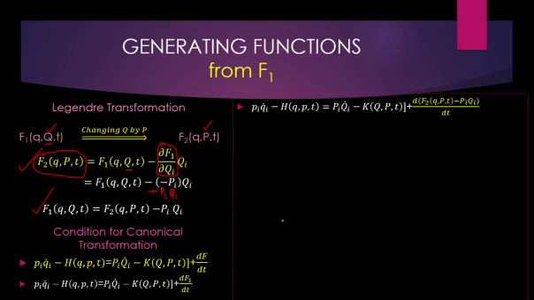So taking the equation as such, instead of f1 we can write f2 minus Pi Qi. Okay, so d by dt of f2 minus Pi Qi.